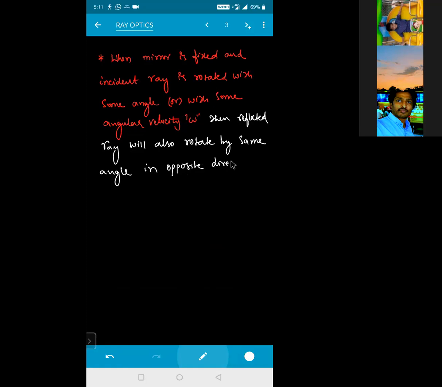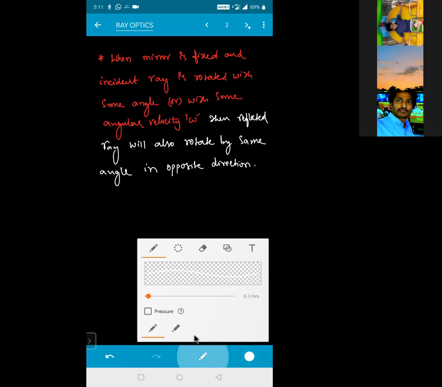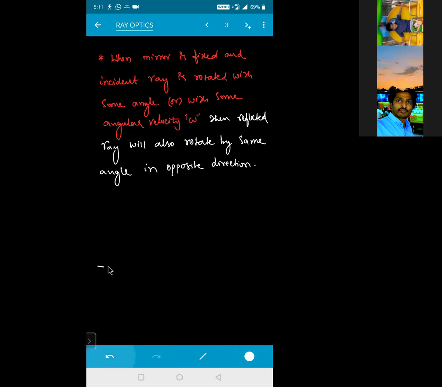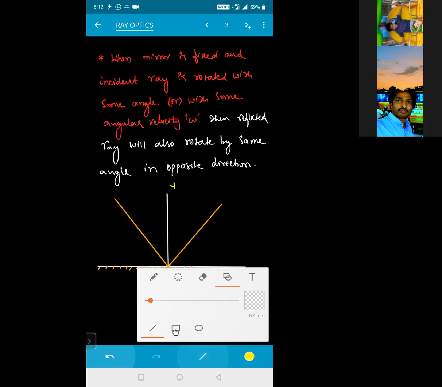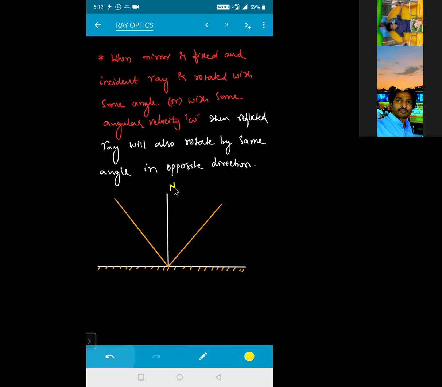In the opposite direction, I'll tell you. See this one. Say for example, this is your mirror and this one is your normal. A ray of light is incident here, like this, and from here it is reflected here, right? So this will be your plane mirror, and this one is your normal. This is making an angle theta, and this is also rotating with an angle theta.